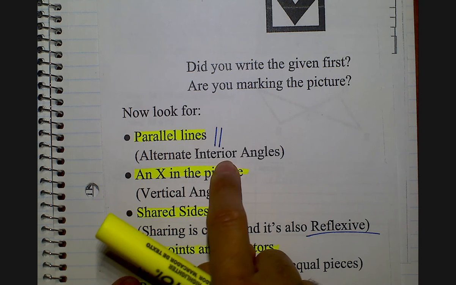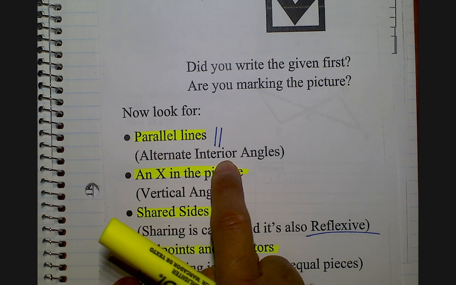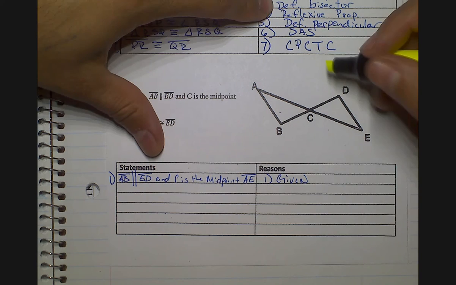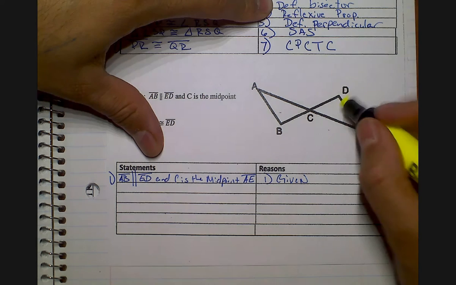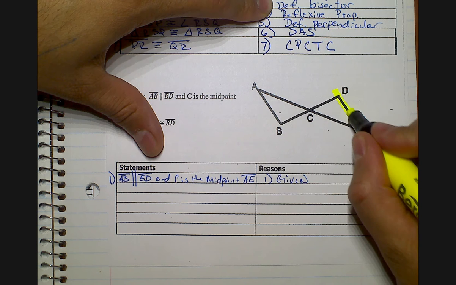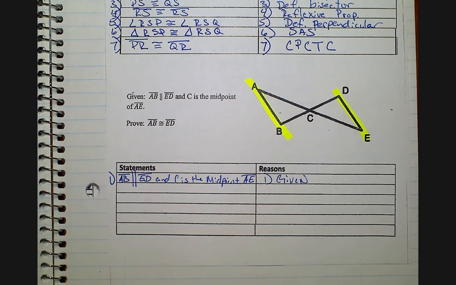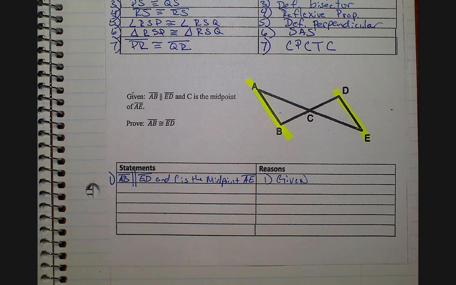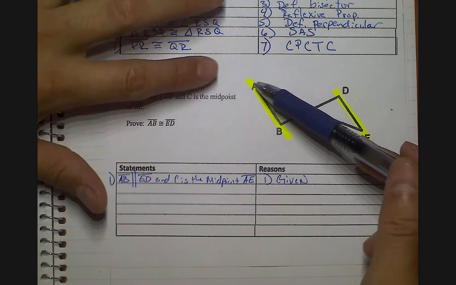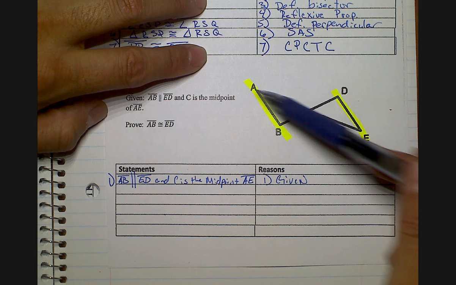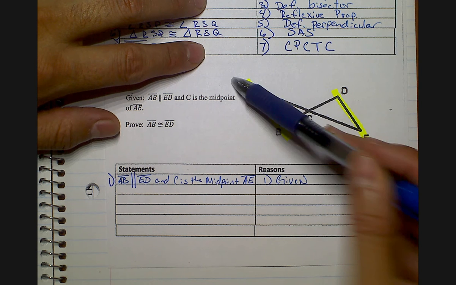I know I'm going to have alternate interior angles. So where am I going to have alternate interior angles? Let's take a look. I'm going to show you here. So those are my parallel lines right there. When we have alternate interior angles, we have to deal with a transversal, the line that cuts through them. AE is my transversal right here, so it's cutting through both of these.